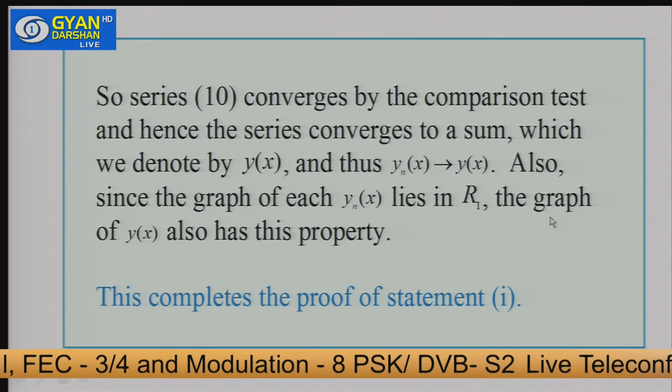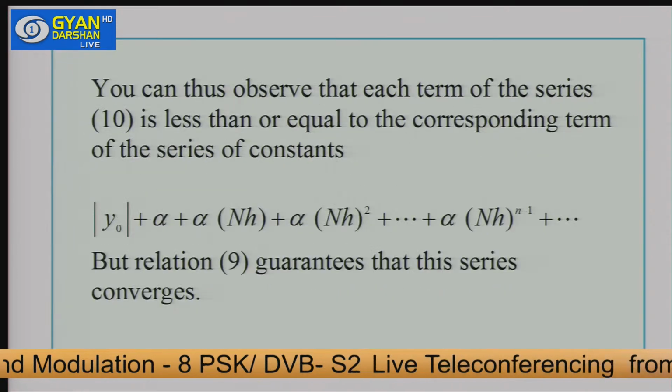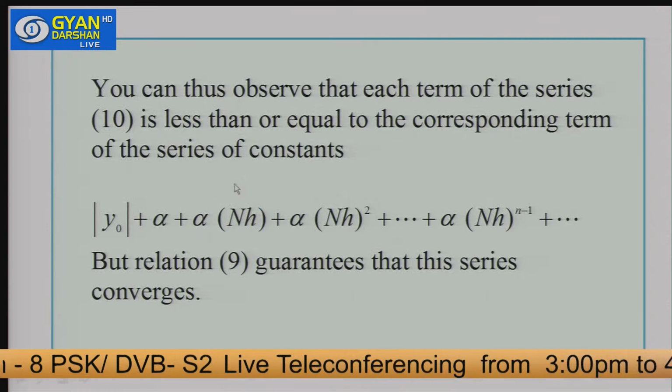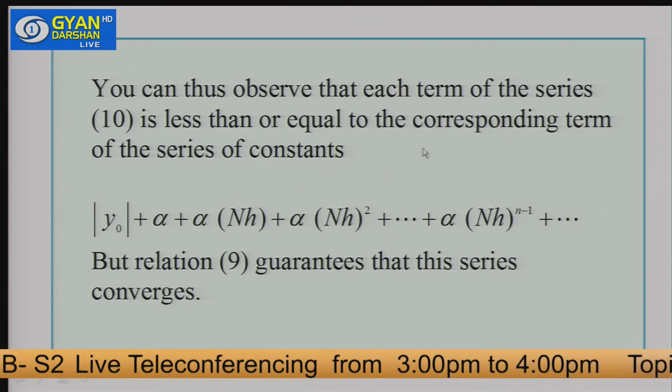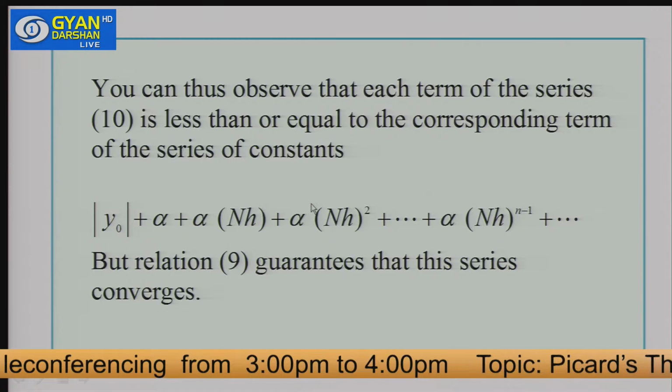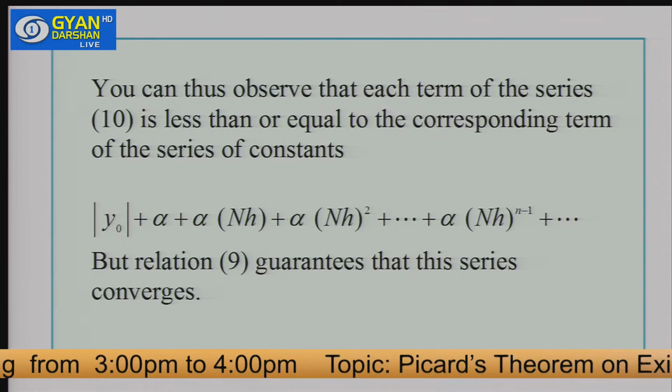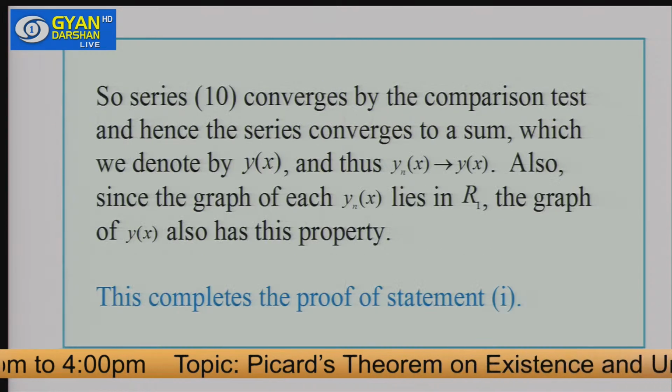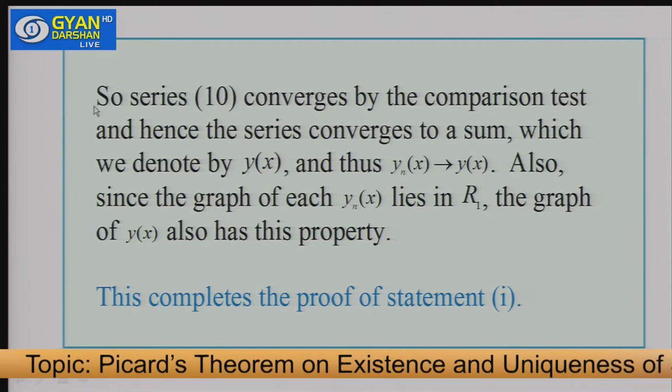Now we can use the Weierstrass M test. So if this series of constants is convergent, then by using the Weierstrass M test we can show our series converges, as we need to. That means the proof of statement 1 will be completed. That is how they are showing it.